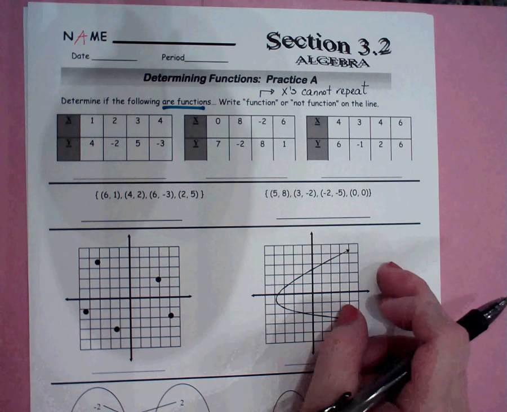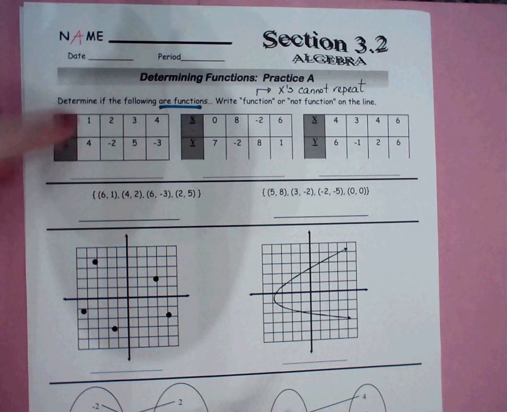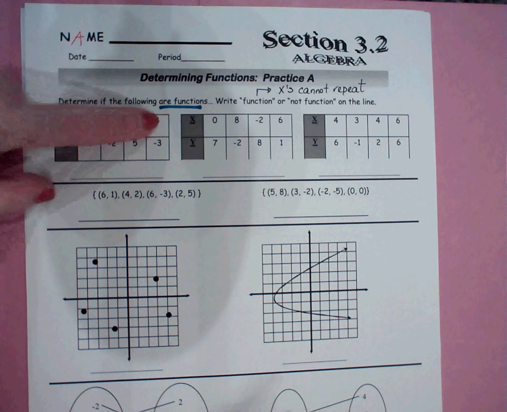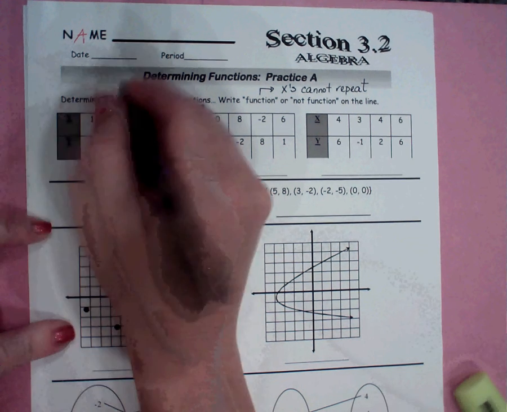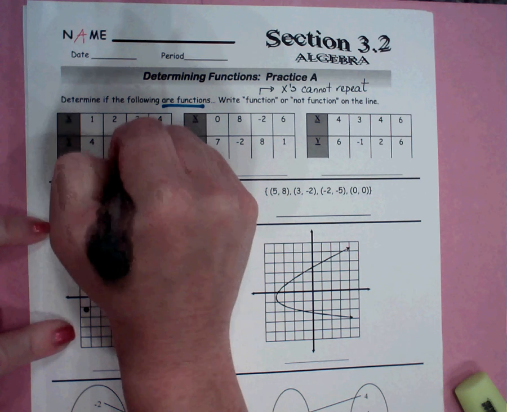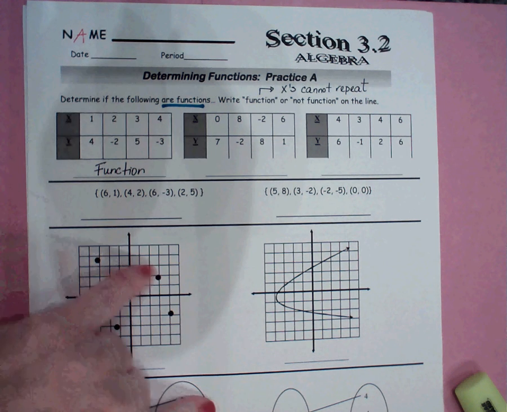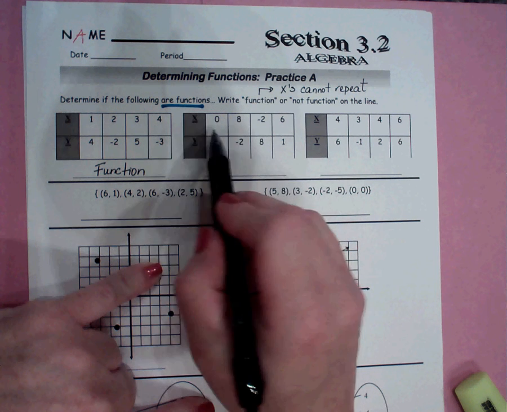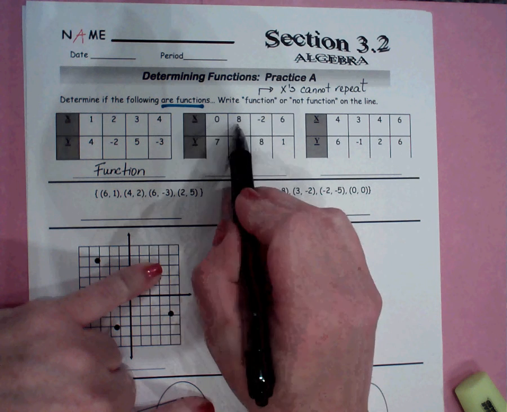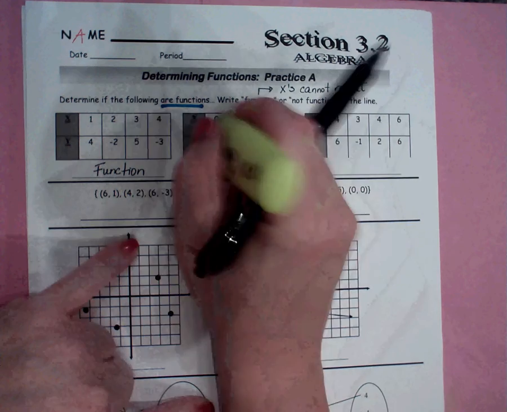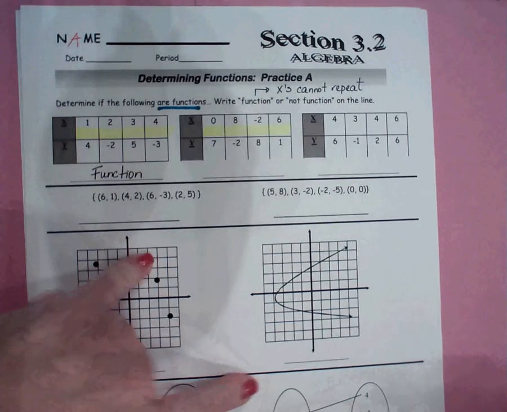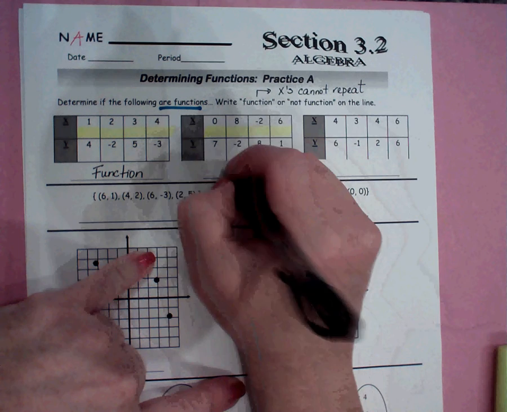All right. So what is it that I'm going to have to do? I'm going to have to go to my x's. Do any of those repeat? 1, 2, 3, and 4. There are no repeats, so this is a function. What about the next one? Are there any repeats on the x's? 0, 8, -2, and 6. So all I'm looking for are these numbers right here, and there are no repeats. So this would be another function.